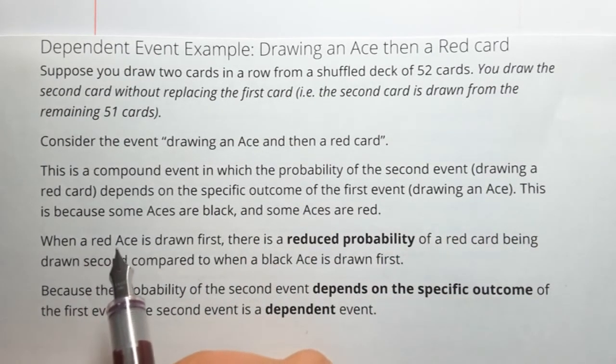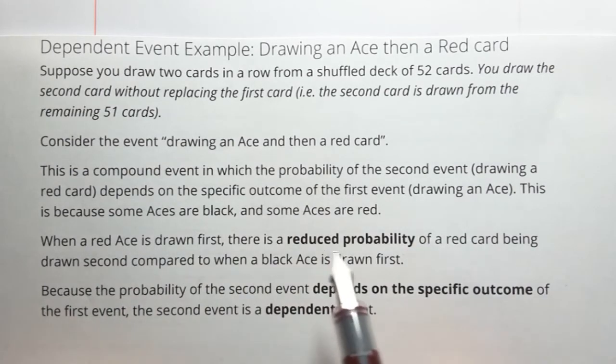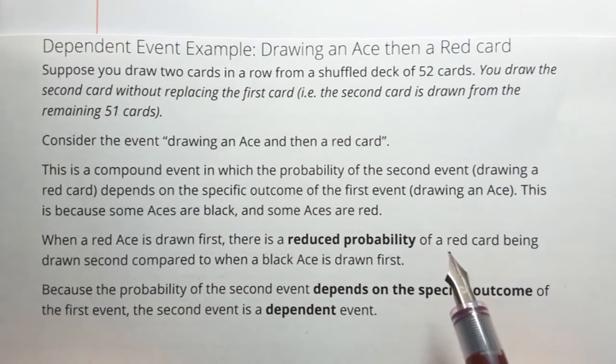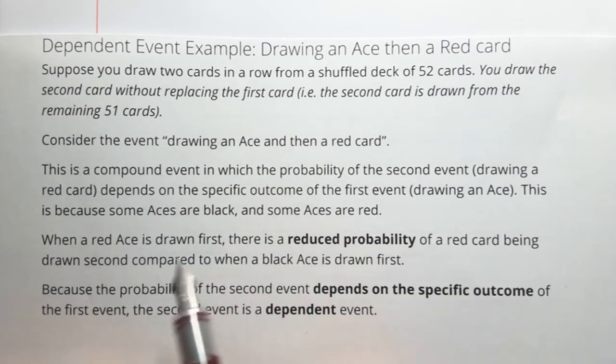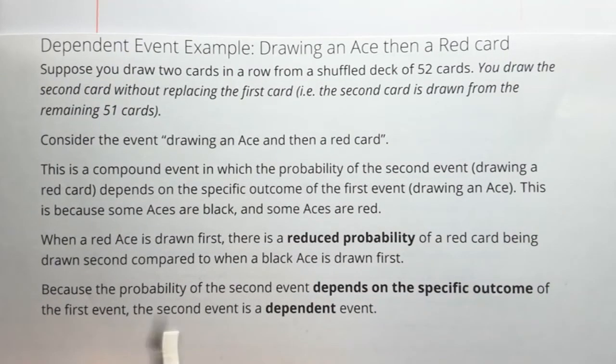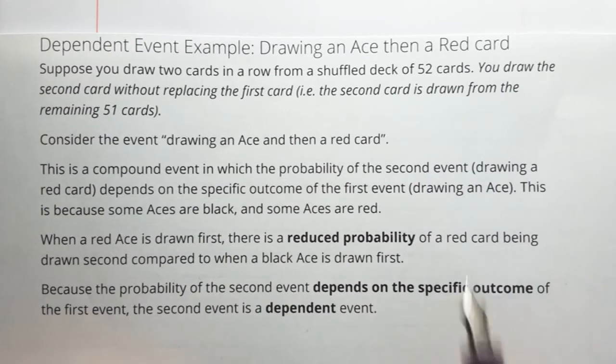So if you draw a red ace, there is a reduced probability of a red card being drawn second. There aren't as many left in the deck because you took one out. You took out a red ace, there aren't as many red cards. And if you compare that to when a black ace is drawn first, you've got a better chance at drawing a red card second. So here's the definition again. Because the probability of the second event depends on the specific outcome of the first event, then the second event is a dependent event, and we call the whole thing a dependent compound event.